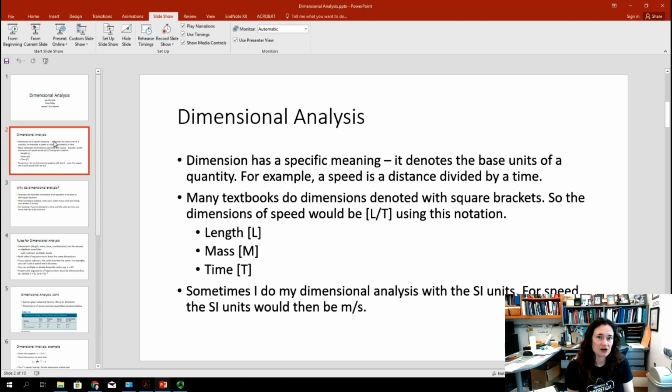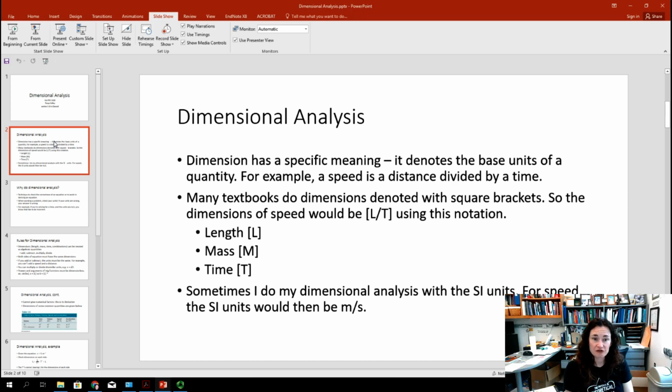Now, if you're talking about another quantity like a speed, you might be used to citing a speed based on what you might read off your speedometer in your car, like miles per hour. Well, if you think about what that means, then you're taking a length, which is a mile, and you're dividing it by a time, which is an hour. So the dimensions of a speed are length divided by time.